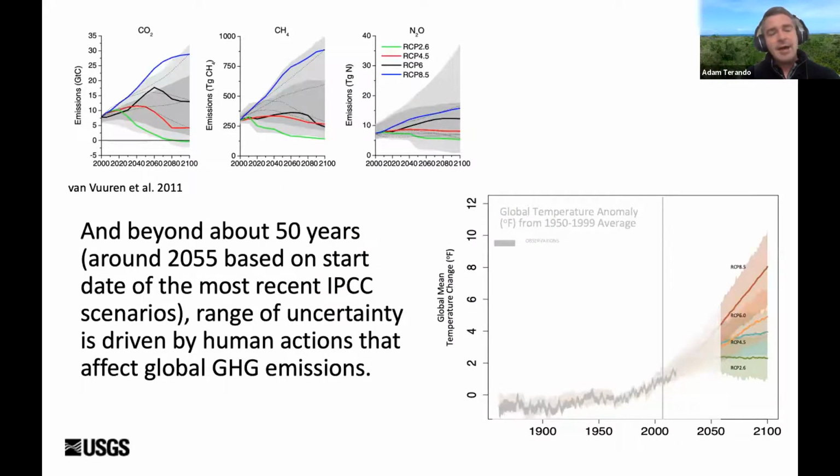After you get beyond about 50 years from the start of your experiment, which would be roughly about 2055 based on the last IPCC assessment report, and for the next one that'll be about 2065, the range of uncertainty is driven mostly by human actions that affect global greenhouse gas emissions. So now the uncertainty is mainly driven by, well, are humans going to take actions to reduce greenhouse gas emissions or not?